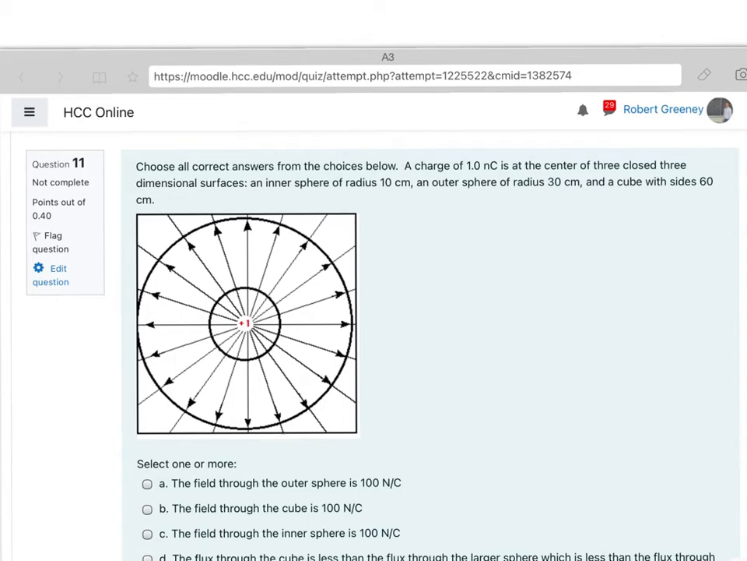Okay, so there's a charge inside, and the flux, we know the flux is going to be the same through all surfaces because the charge inside is the same and the number of field lines is the same. And this is very much like the earlier problems. You can use Gauss's law to calculate what the flux is, and then you can answer the questions.